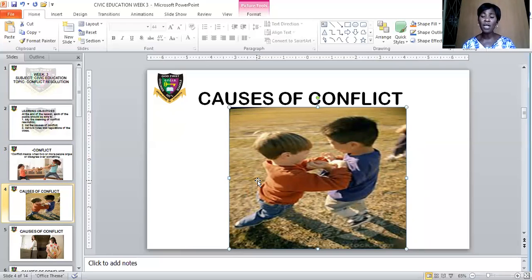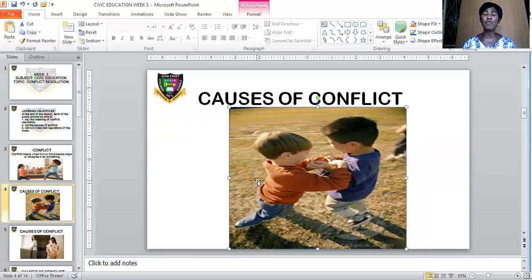No. Because in the place where you are busy pushing each other, you can push the other person, and that person will fall down and injure himself or herself. Is it good to push each other? No, it's not good to push each other. This is one of the causes of conflict. Pushing each other can cause conflict.